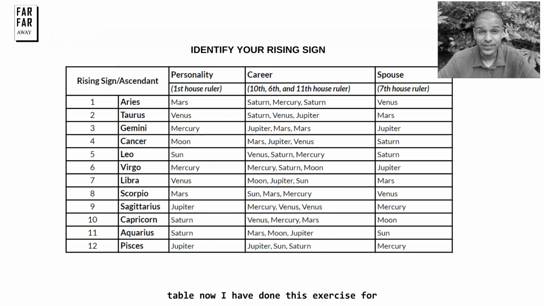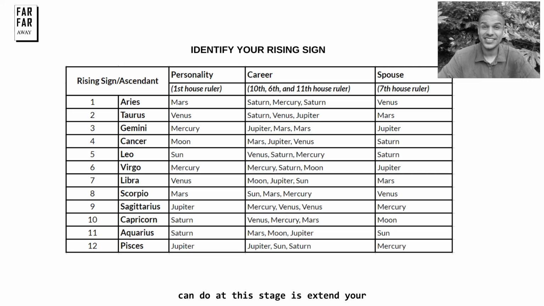In this table, now, I have done this exercise for you. You don't have to do it. You don't have to identify signs and their rulers. So if you are a Sagittarius ascendant and you're trying to identify which career is best for you, you only have to study the positions of Mercury and Venus. If you are a Libra ascendant and you want to know more about your partner, you only have to study the position of Mars. So it narrows down your analysis. You don't have to do this exercise. I've done this for you in this table.